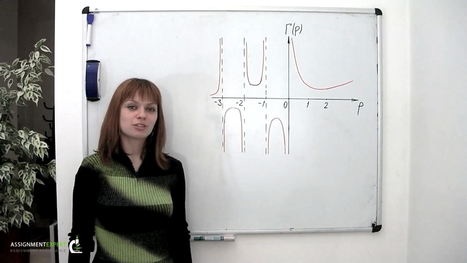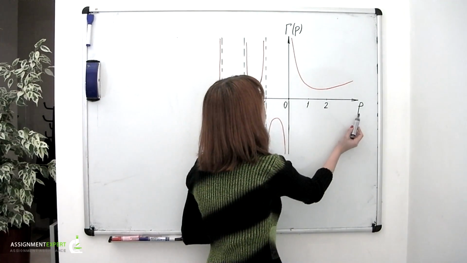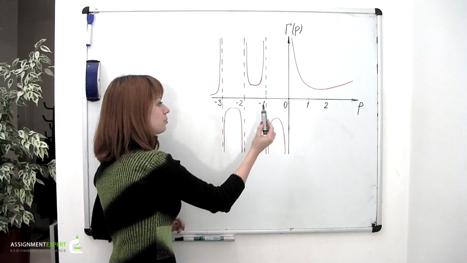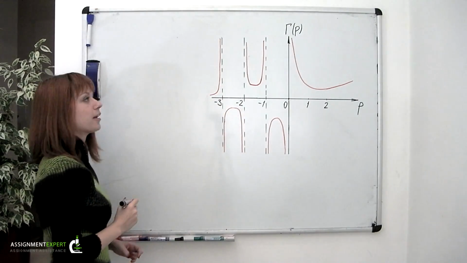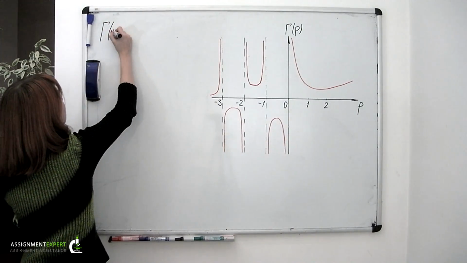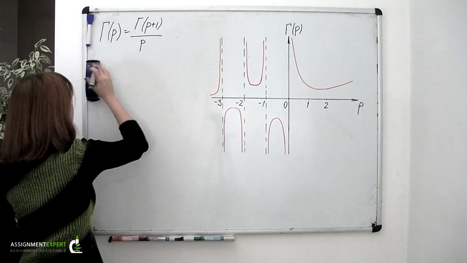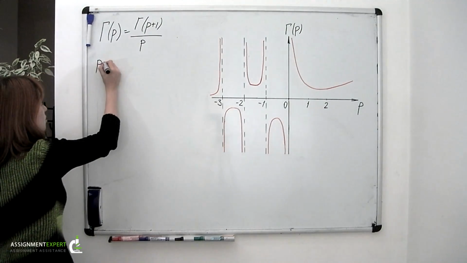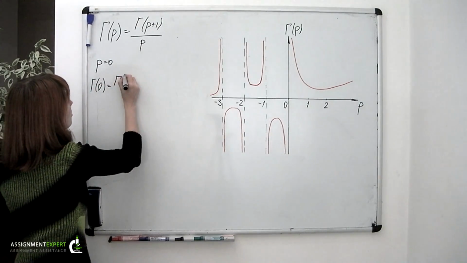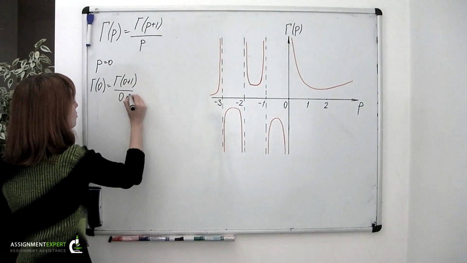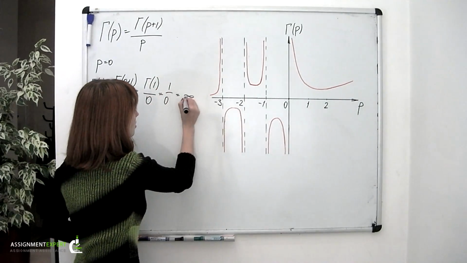Here we have the graph of gamma function of a real argument. If we look on its right, we'll notice that for positive values of the argument, gamma function is continuous. But for p equals 0 or p is less than 0, gamma function has singularity points. Let's see why. We remember that gamma of p equals gamma of p plus 1 over p. If we substitute p equal to 0 into that formula, we'll have gamma of 0 equals gamma of 0 plus 1 over 0, which is gamma of 1 over 0, which is 1 over 0, which equals infinity.